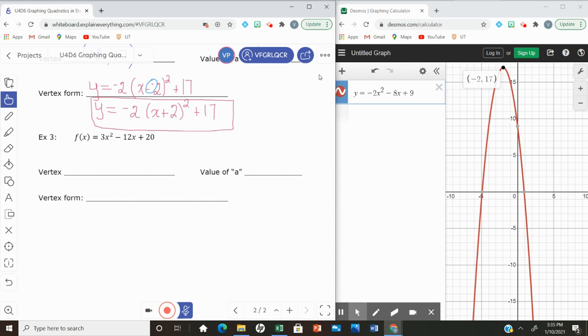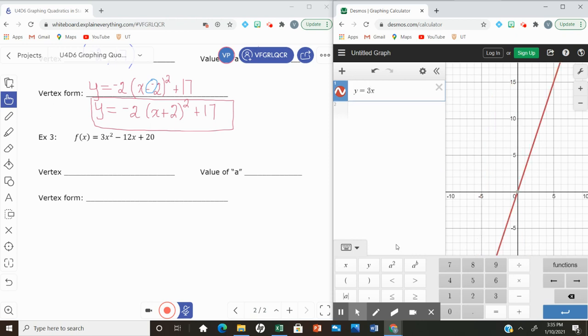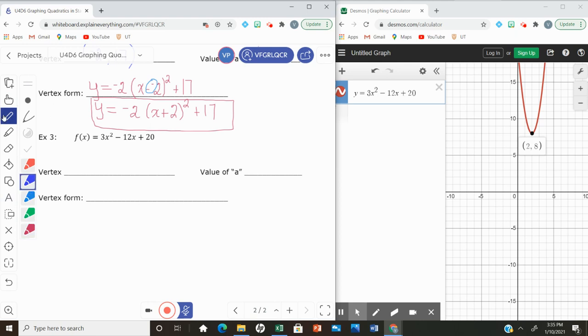So let's go to the graphing calculator because we need a few things from this. We need the vertex, we're going to need the value of A, and then we'll need to fill that in. So let's go ahead and replace. So we're going to type in 3x squared minus 12x plus 20. Okay, so we can see that this parabola is going to open up. I do have a minimum. I'm going to click on that point right there, and it's already highlighted for me, and my vertex is at 2, 8. So we're going to fill that in.